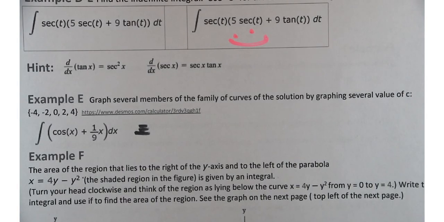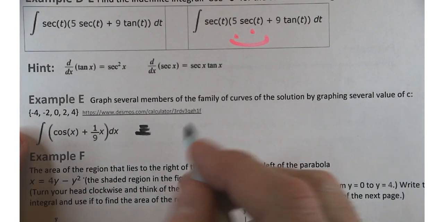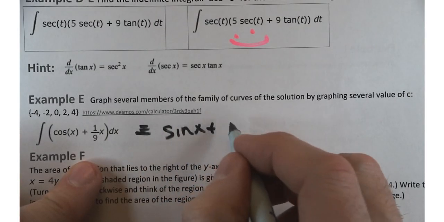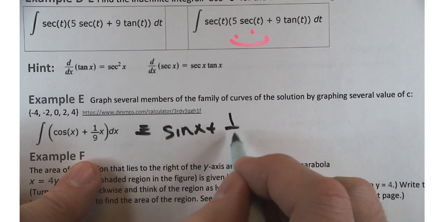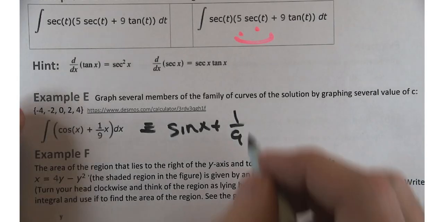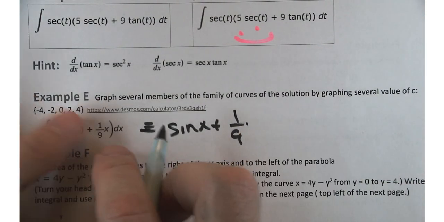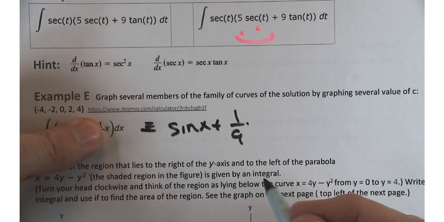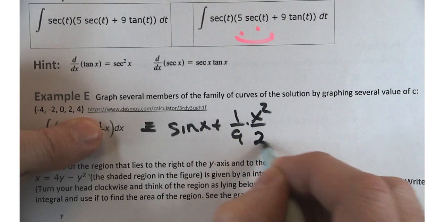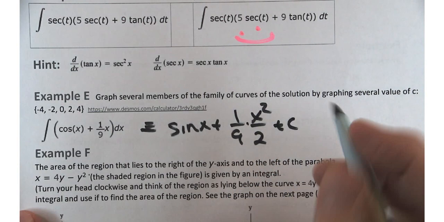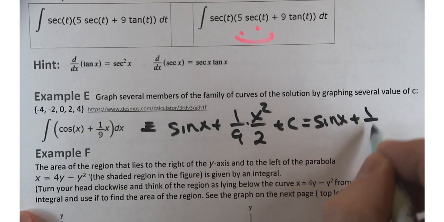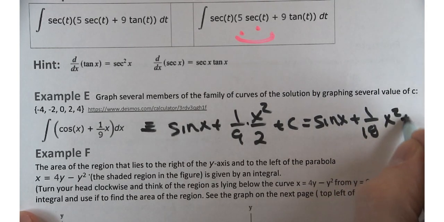Lucas, I need some antiderivatives. Start with the cosine. Sine x. Good. Sine x. I haven't got the other one yet. We'll tell you what, let's do it together. The 1/9 we'll just leave there. What's the antiderivative of x? X squared over 2 plus our constant. So we can rewrite that as sine of x plus 1 over 18 times x squared plus a constant.